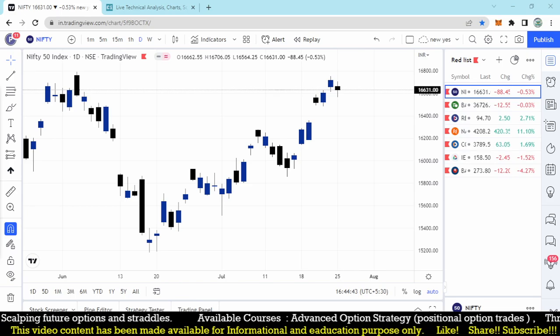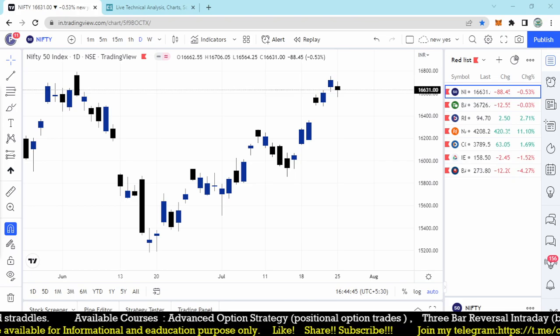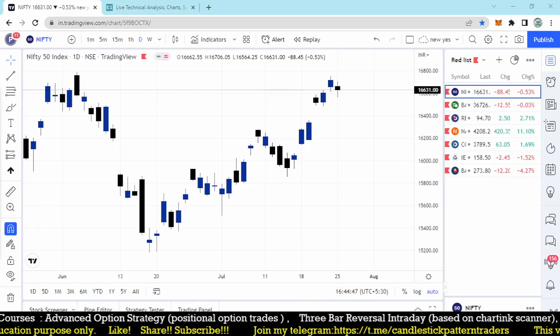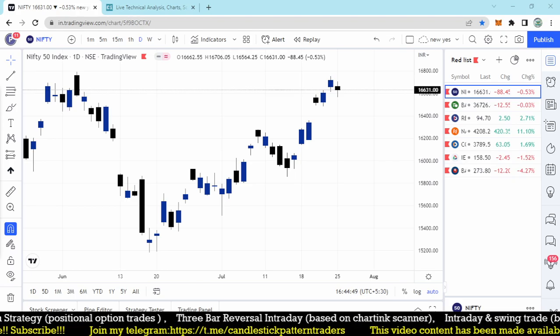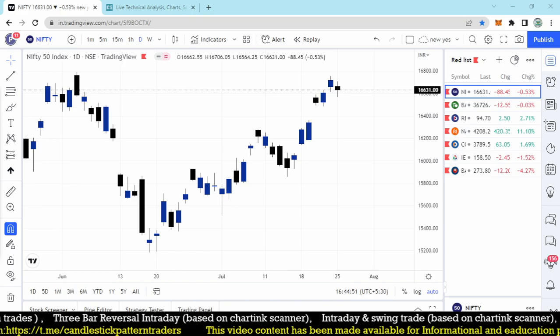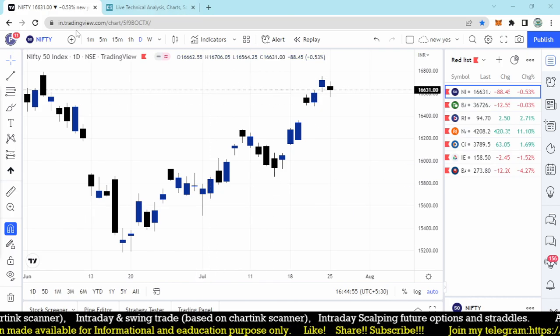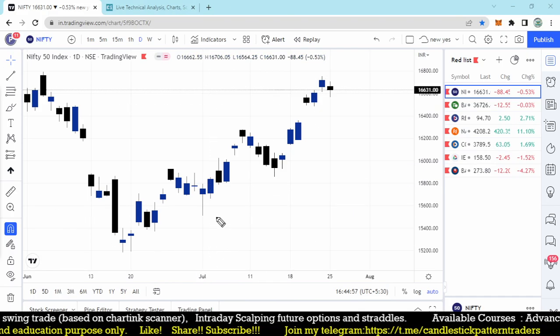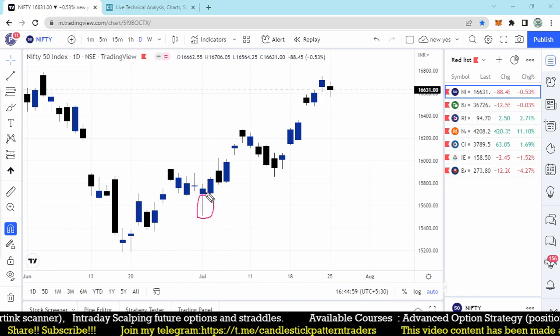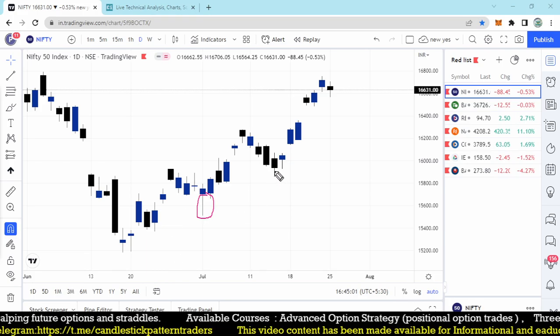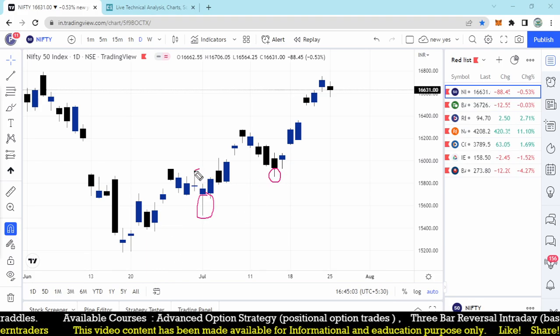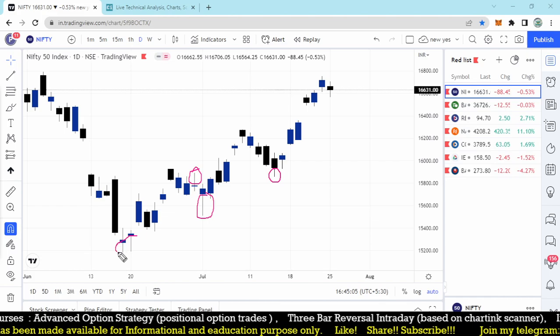So let me try the rejection, the price rejection at the topmost level, that I'm going to talk about mainly. So let's see, there is a price rejection. So these are the price rejection. Such a kind of thing I'm going to focus on. There is a price rejection here and here.